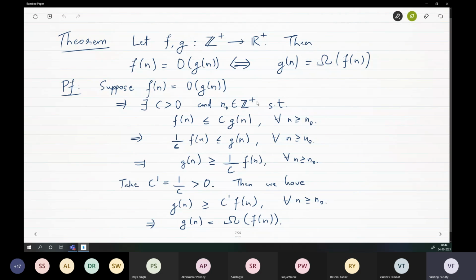So f(n) is big O of g(n). By definition there is a c and n naught such that this is true. Then you have to bring it in the form of g(n) equal to omega of f(n). So you take the constant on the other side and then you have this. And this 1 by c is a constant. If c is a constant, 1 by c is a constant. So if c is positive, 1 by c is positive. So take c prime to be this, and then we have this, and then g is big omega. Very, very simple.